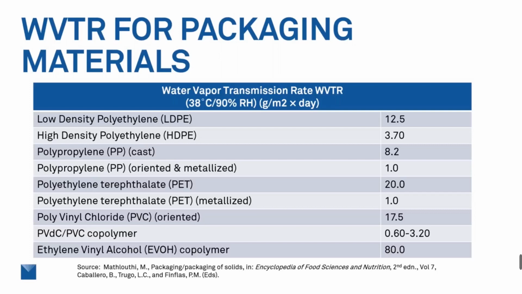The other thing I want to point out, a couple interesting things here, is the third one here is polypropylene, and this is just a cast, really simple polypropylene. You'll see that it has a WVTR of 8.2, but if you go to the one below it and you have a polypropylene that's oriented, that's just the way it's made, and then it's also metallized, it has like a foil layer in it, that water vapor transmission rate drops already to 1.0. Also, look at the second from the bottom. You can see that if you have a PVC copolymer, that WVTR goes way low to 0.6.